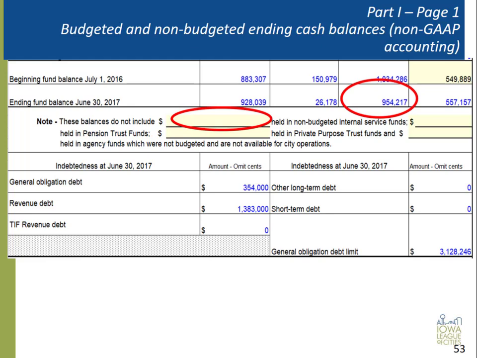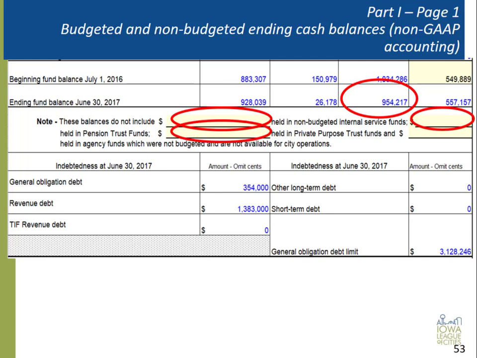So this first line is for non-budgeted internal service funds. We talked about those earlier. Anything that's non-budgeted for internal service fund goes on this line. The next line is for pension trust funds. So if you still have a 411 trust fund, it would be reported here. This is not, however, a place to report any money that is due to IPERS.